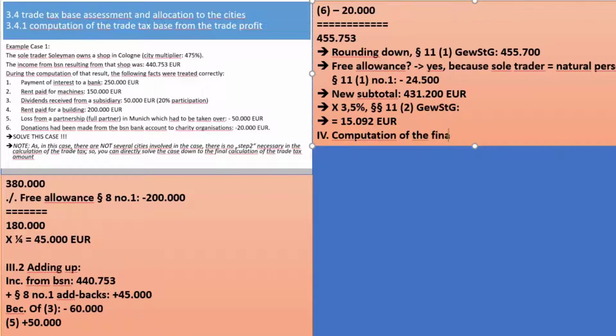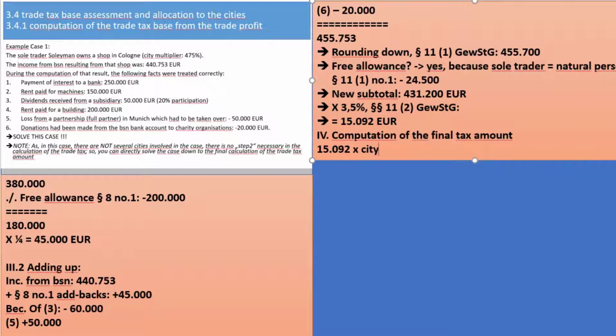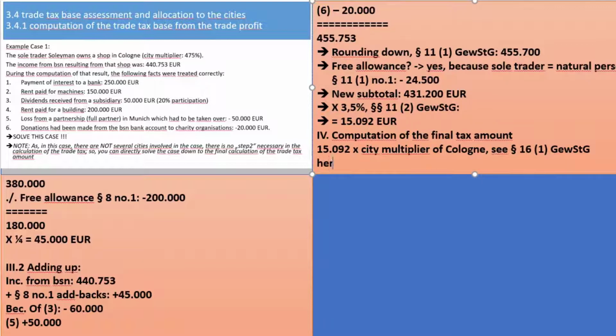And now we can go to the computation of the final tax amount, that is trade tax base times city multiplier of loan. See paragraph 16.1. So here we have that times 475%, and again let's take a calculator and try to type it in. So there is a result.